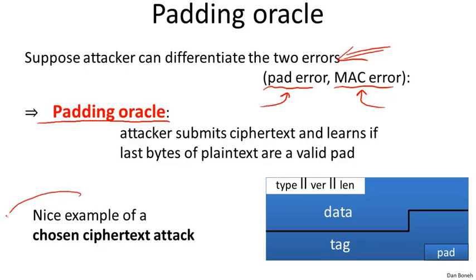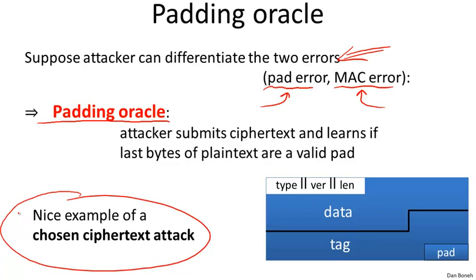This is a beautiful example of what's called a chosen ciphertext attack, where again the adversary submits a ciphertext and then he gets to learn something about the resulting plaintext. And now the question is whether he can use that information to completely decrypt a given ciphertext. And I want to show you that a padding oracle can actually be used to completely decrypt a given ciphertext.